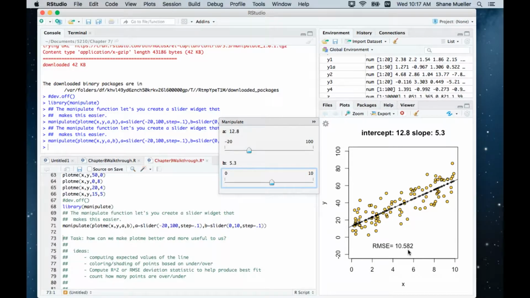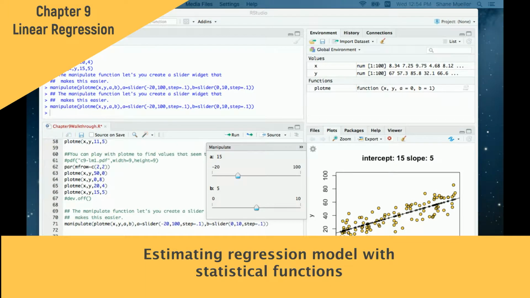I don't know, this actually looked pretty good. If we actually used 15 and 5, the RMSE is 10.57, so it's almost indistinguishable. So there's an area here where the different values really don't make a big difference for the overall goodness of fit of the model.